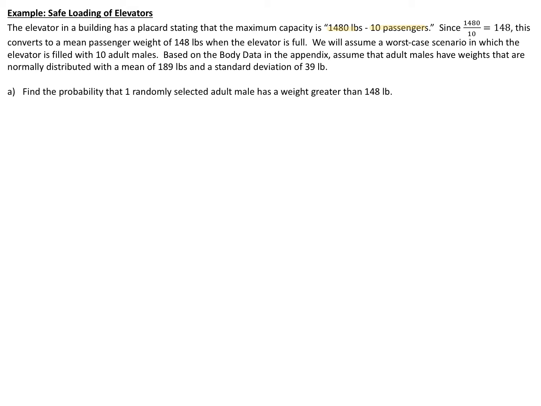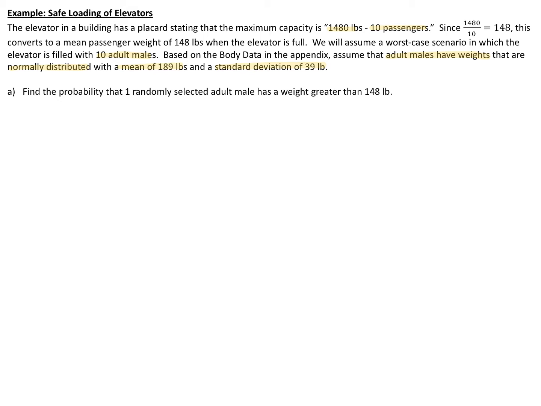So here we're going to assume the worst case scenario in which the elevator is in fact filled with 10 adults. So using some data about male weights, we know that adult males have weights that are normally distributed with a mean of 189 pounds and a standard deviation of 39 pounds.